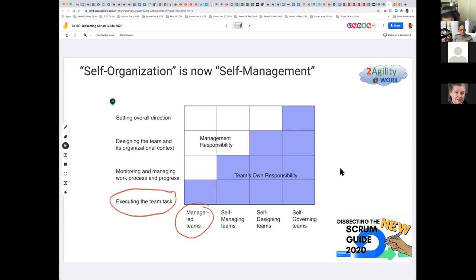So eventually, if there's a problem in the goals not being met, then often it's not the team's responsibility. So the bottom one is responsibility.